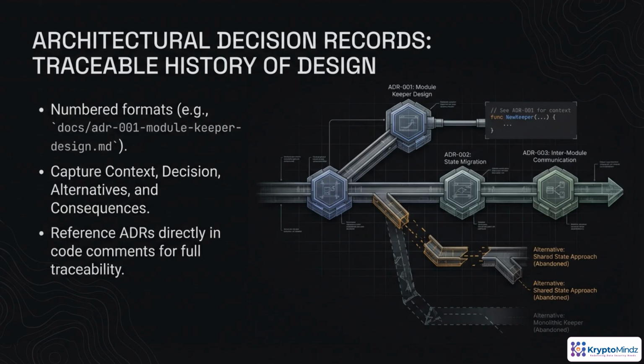Architectural Decision Records, or ADRs, are your project's design logbook. Each important decision gets its own small document, with an ID and a clear title. In it, you record the context, the choice you made, the main alternatives you rejected, and the consequences. Over time, this gives you a traceable history of why the chain looks the way it does, and lets future maintainers audit or safely revisit past decisions.